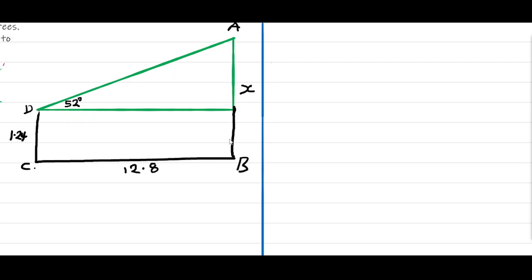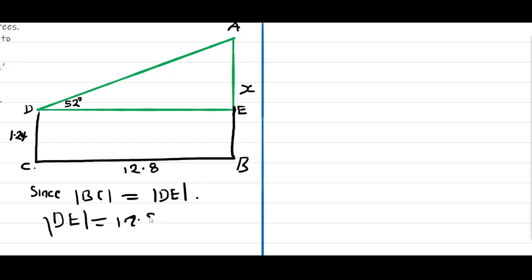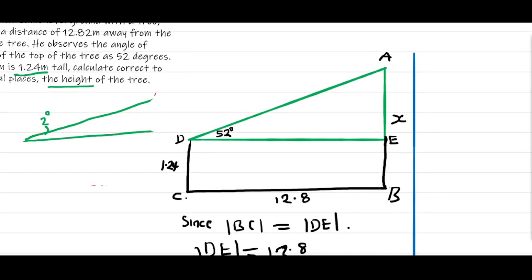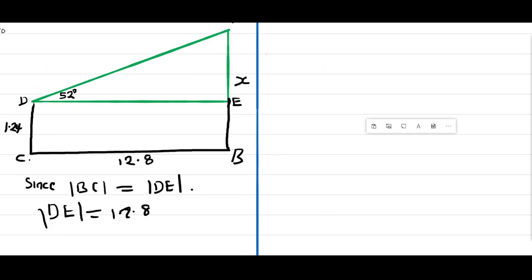But that's not a problem really, since it's a rectangle. CB, and let's call this point E here, this rectangle. So since we know that CB, BC, the same thing, is equal to DE, they are equal in magnitude, then DE would still be represented as 12.8. I think he said 8.4 or something in the problem. Okay, 8.2. So it's 12.82 in the statement of the problem.